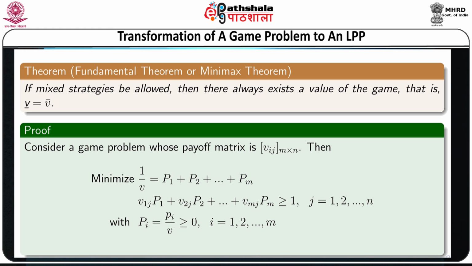This game problem can be transformed into an LPP: minimize 1 by V equal to P1 plus P2 plus dot dot dot Pm, with the constraints V1j P1 plus V2j P2 plus dot dot dot plus Vmj Pm greater than or equal to 1 for j equal to 1 up to n. That means there are n constraints, with capital Pi equal to small pi by V, which is greater than or equal to 0 for all i.